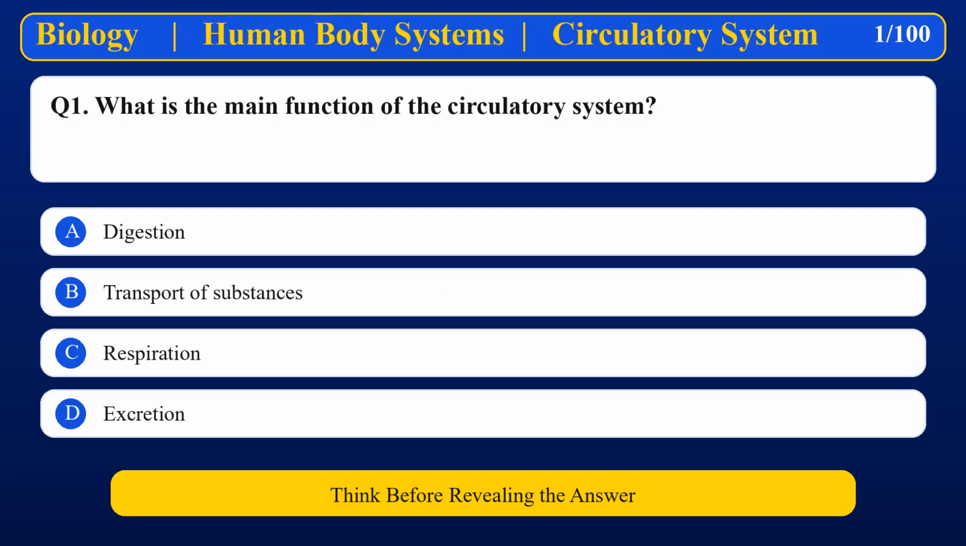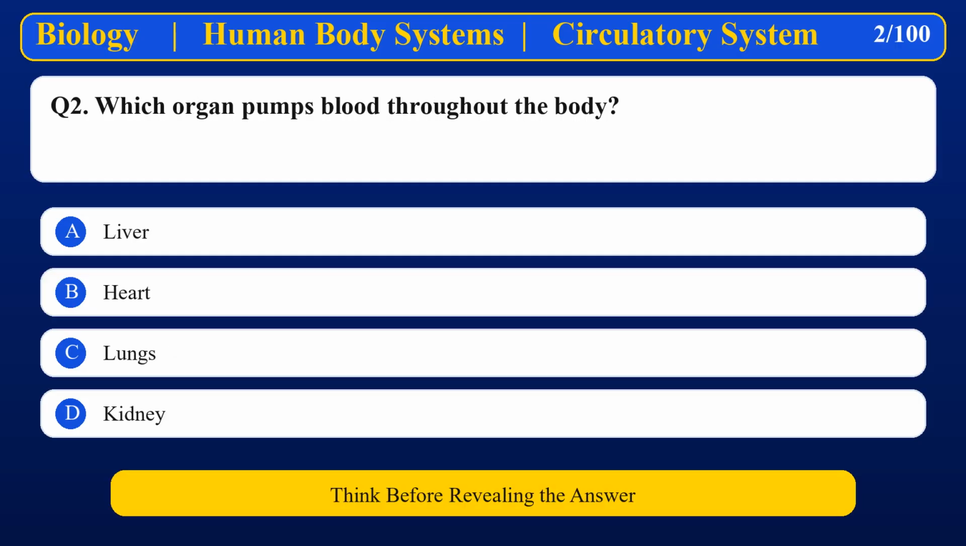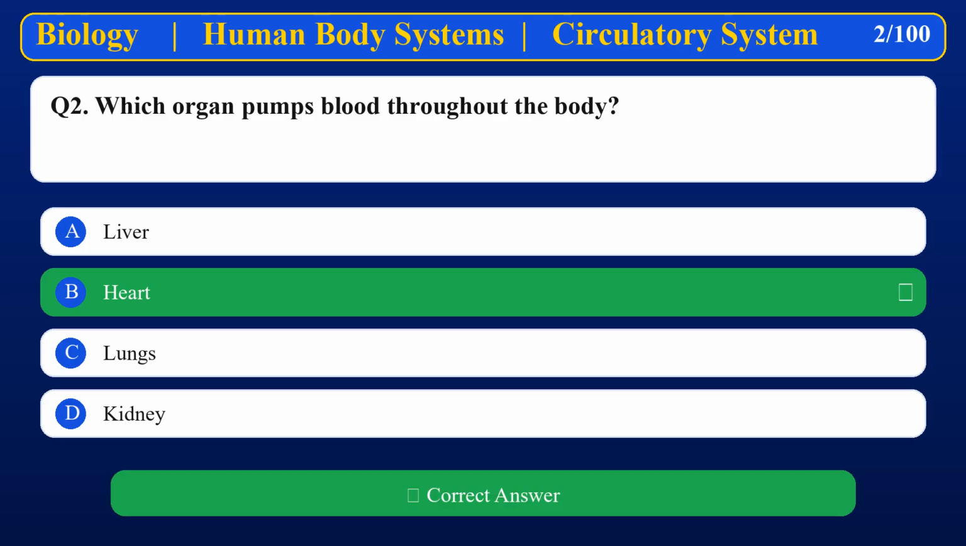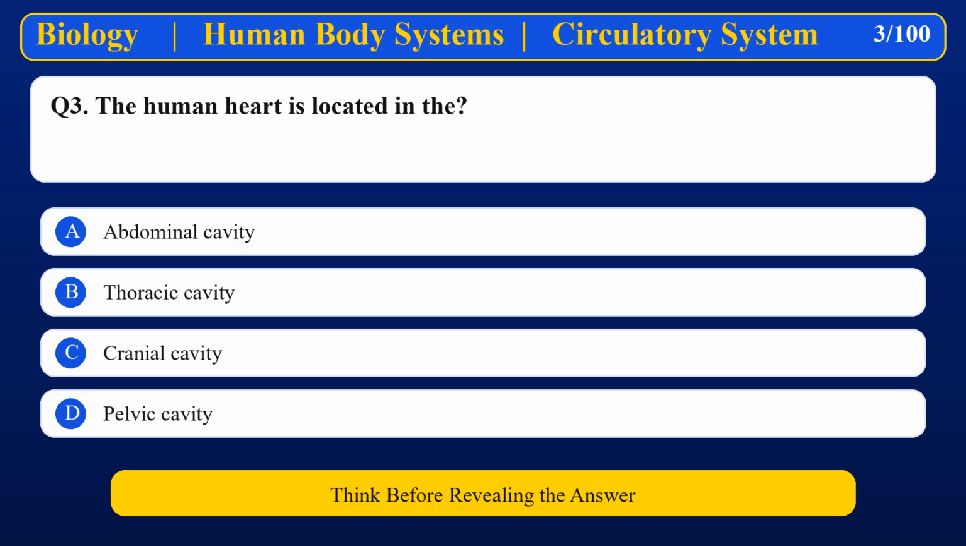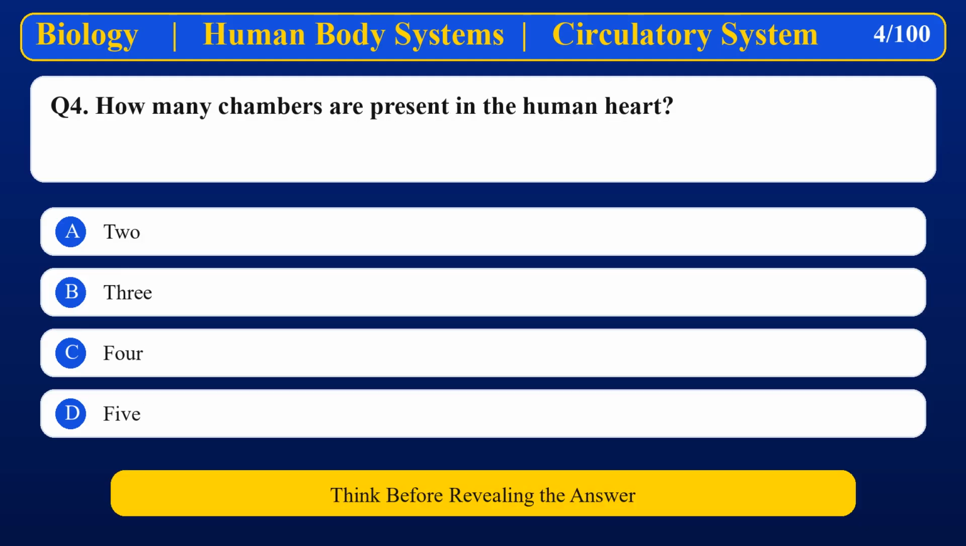What is the main function of the circulatory system? Transport of substances. Which organ pumps blood throughout the body? Heart. The human heart is located in the thoracic cavity. How many chambers are present in the human heart?